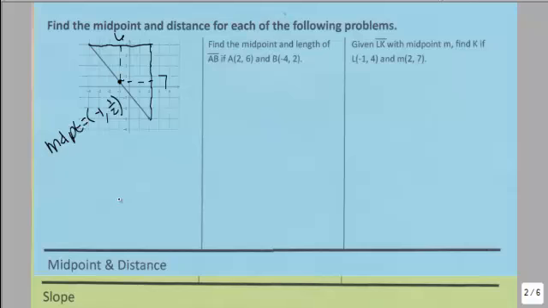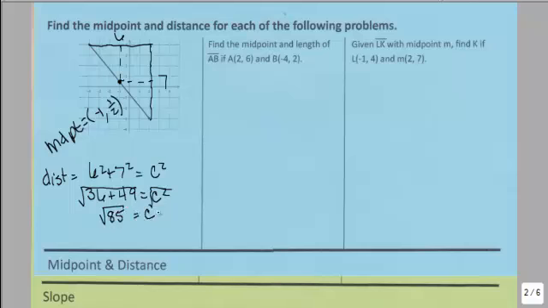So that's your midpoint. For your distance, you'll use the Pythagorean theorem. So 6 squared plus 7 squared equals c squared, which is 36 plus 49 equals c squared. And to undo the square, we take the square root. So this is the square root of 85 equals c.